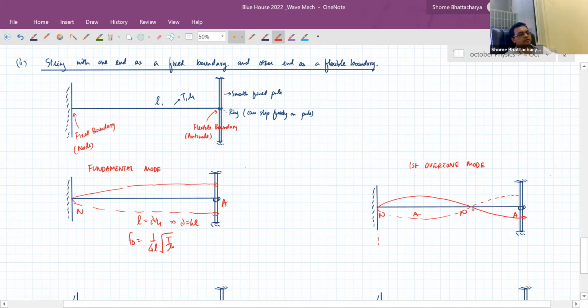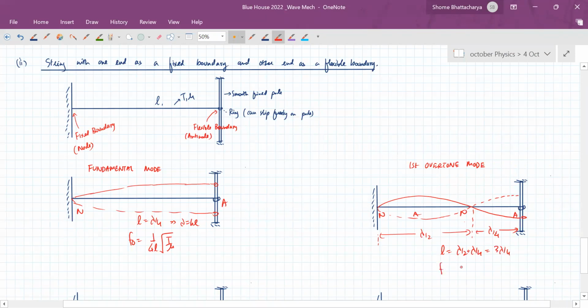So you can see that it forms 1.5 loops. Lambda by 2 is the distance between consecutive nodes, and that's one loop. And lambda by 4 is a half loop, which is the distance between consecutive node and antinode. So in the first overtone mode, the length is actually 3 lambda by 2.